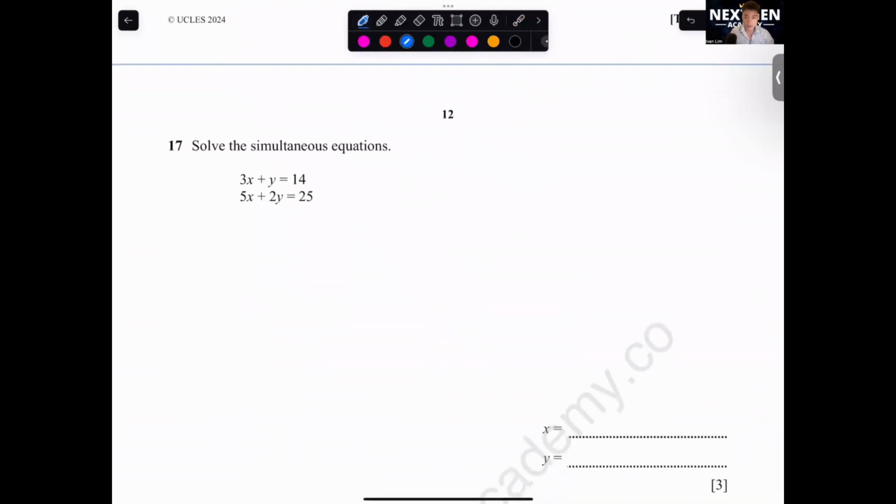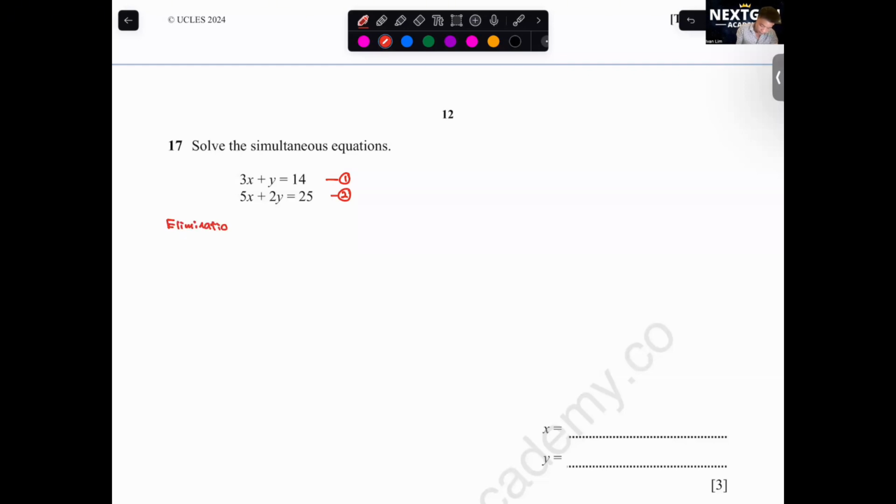Solve the simultaneous equation. Okay, there are two methods, substitution or elimination. Up to you whichever method you want to use. Normally, elimination will be shorter. So let's see how to do elimination. You got equation 1, equation 2. To do the elimination method, I'll show you both ways.